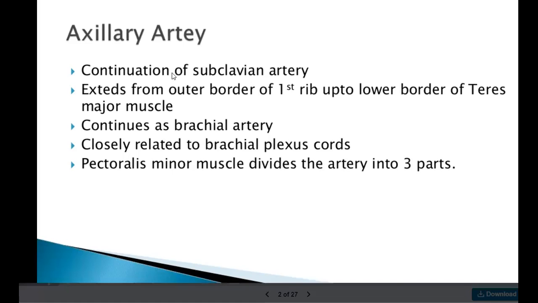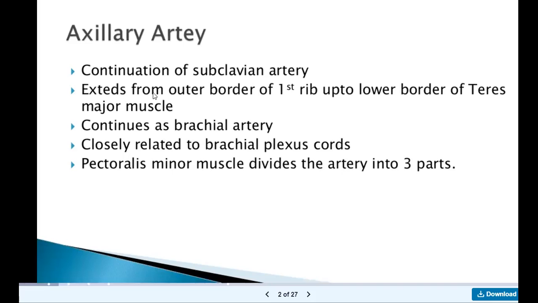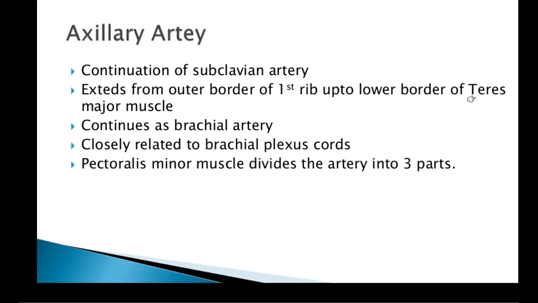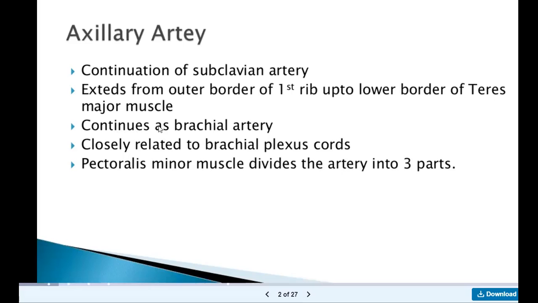So the axillary artery is a continuation of the subclavian artery. It extends from the outer border of the first rib up to the lower border of the teres major muscle. So in the diagram, I'm going to show you the teres major muscle, and you will see that the axillary artery occupies the position close to the lower border of the teres major. So it begins from the outer border of the first rib, and then it ends close to the lower border of the teres major muscle. And then once it crosses the teres major muscle, it continues as the brachial artery.